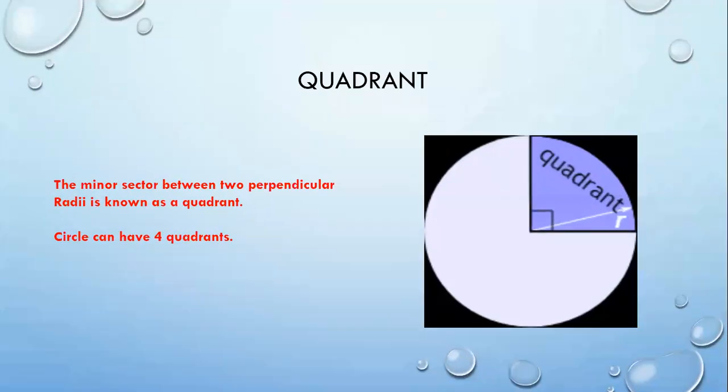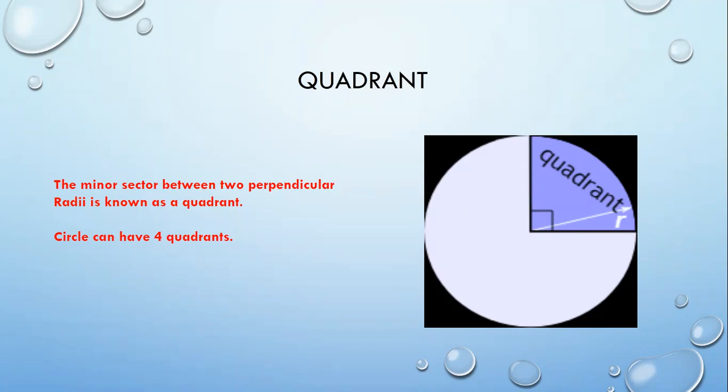Then the next one is quadrant. Sector and quadrant are different things. How? See, every quadrant is a sector, but a sector is not a quadrant, because a quadrant will only form if the radii are perpendicular to each other. Here, see, 90 degrees is forming, so it is a quadrant. So the minor sector between two perpendicular radii is known as a quadrant, and a circle can have only four quadrants.